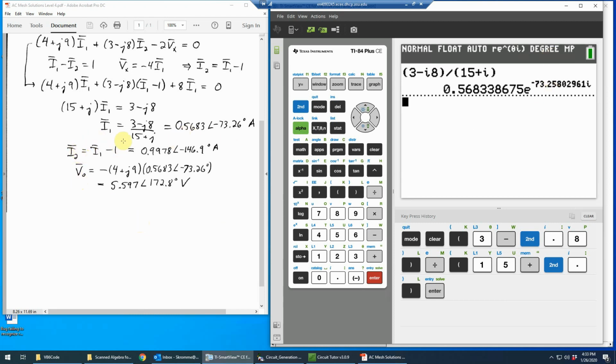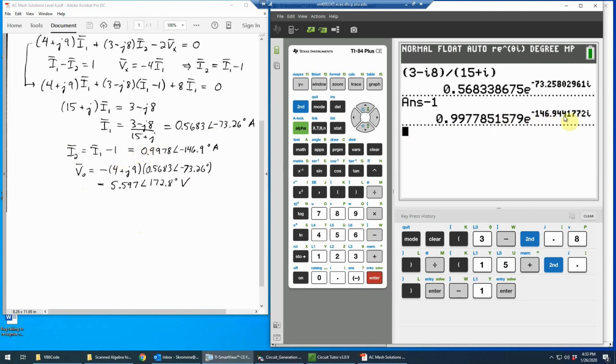And then for I2 bar, we just need to take that value and subtract 1. So I can just subtract 1 from that answer, and that would give me 0.9978, angle minus 146.9. Now, do be careful that you could not enter this number if you wanted to retype it for some reason. You could not retype it as written because, again, the calculator, even though it will print out results in degrees, will not accept them in complex exponentials in degrees, which is a rather odd feature of this calculator, and that applies to both 83 and 84 models. The TI-89 does not have that issue and would accept it in degrees, but the 83, 84 unfortunately do not.